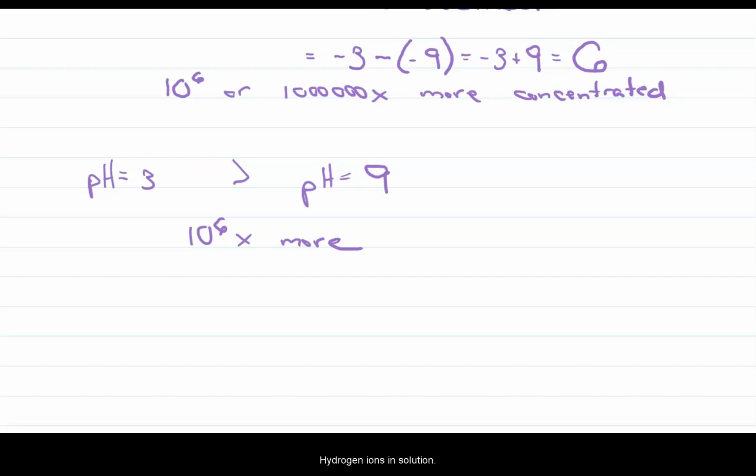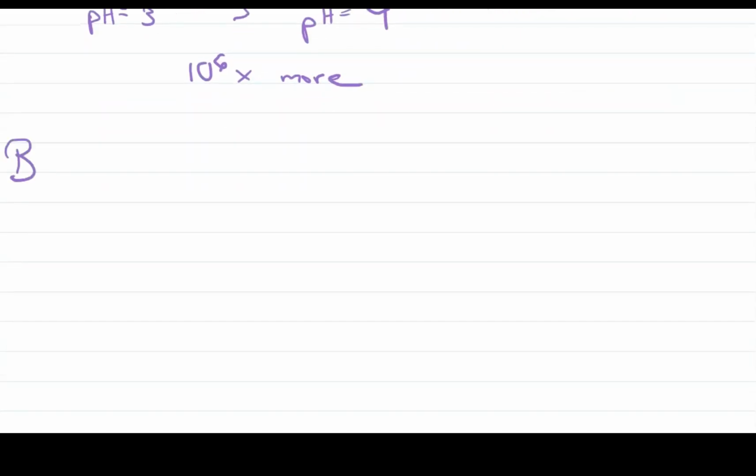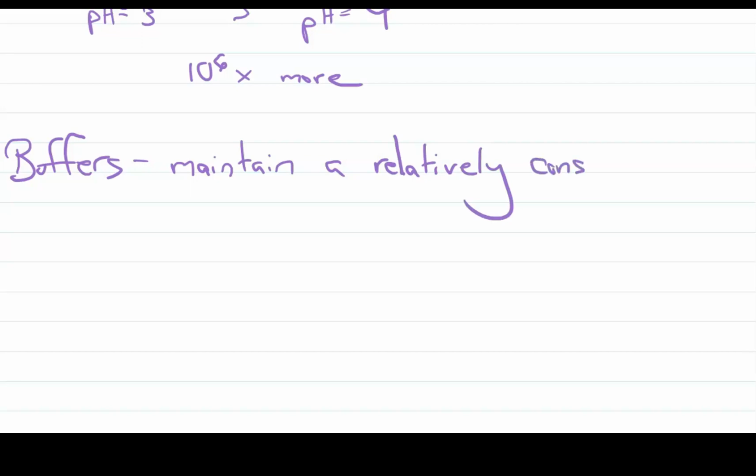hydrogen ions in solution. All right, now the one last thing I wanted to mention was buffers. Now buffers, they're important because they maintain a relatively constant pH. Now that does not mean a neutral pH, it just means a constant pH. So for example, baking soda with its sodium bicarbonate is actually a really good buffer. It's a good buffer because it's a weak base. Don't worry about what that means for now.